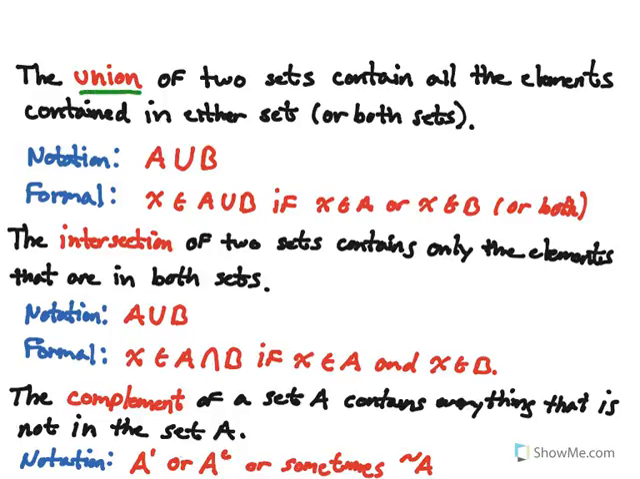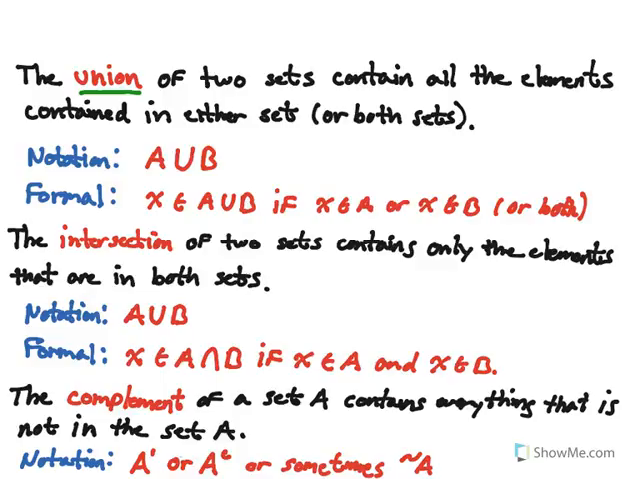A union of two sets contains all the elements contained in either set or both sets. So the notation is this upside down U. A union B, okay? So that means that if we have two sets, then elements in set A should be in set B. They share commonality of each other.